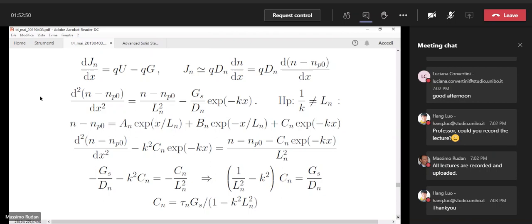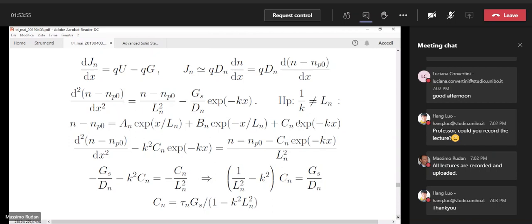We make a hypothesis, which will be explained later. The hypothesis is that the inverse of k, of course k is the inverse of a length, so the inverse of k is a length, must be different from the diffusion length of the electrons. You remember the diffusion length is the square root of the lifetime of the minority carriers times the diffusion coefficient of the minority carriers. Why should we impose this constraint? Because, as we shall see in a minute, if 1 over k is equal to Ln, the equation becomes again homogeneous.